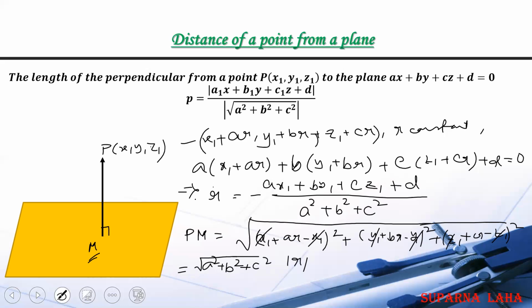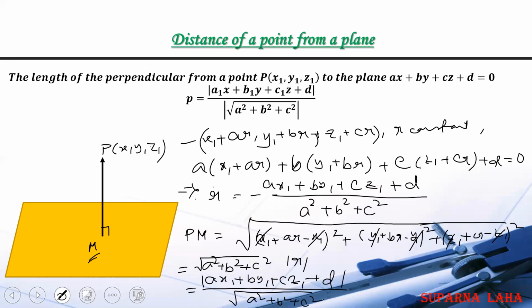Now this value of r from here you can write, and you can easily establish the perpendicular distance PM is given by the modulus of ax1 plus by1 plus cz1 plus d, upon root a square plus b square plus c square.